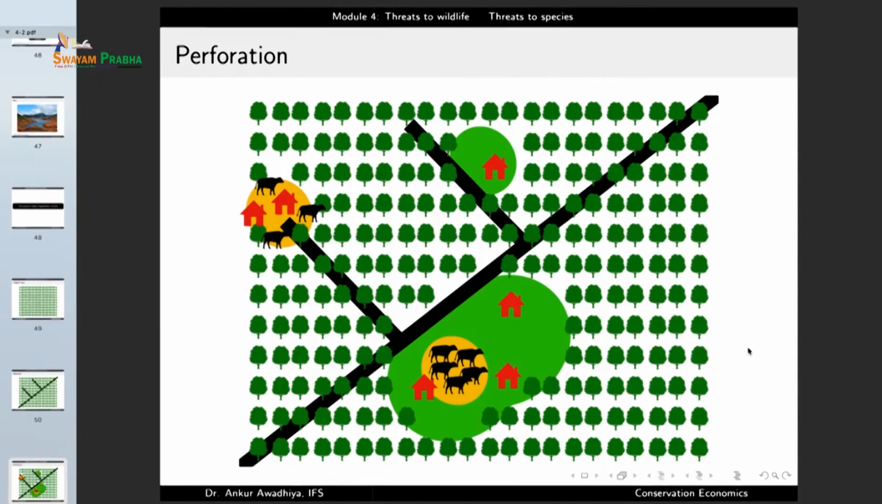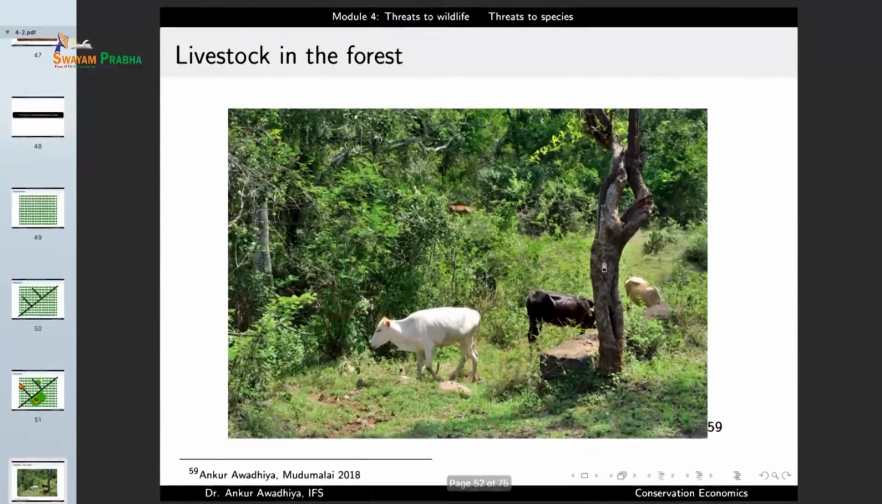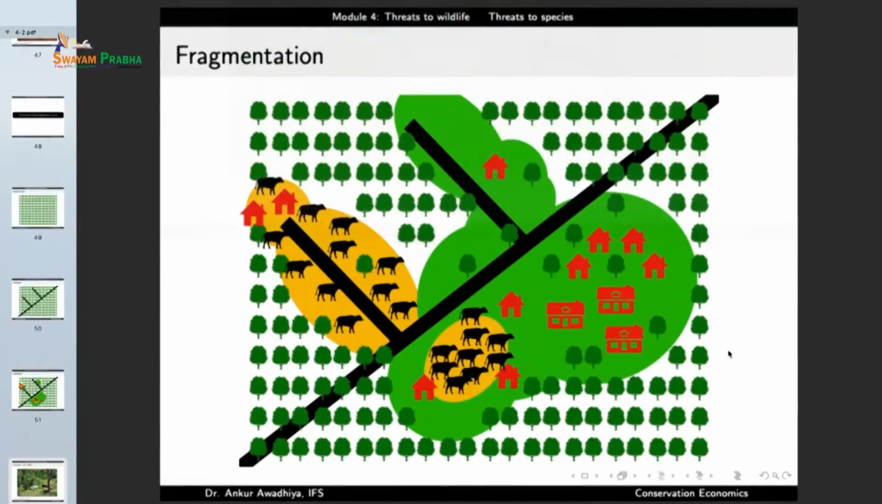Now, once this dissection has occurred, it is easier for humans to come to these areas, and so we will start seeing small settlements. In these small settlements, people will start farming or raising livestock. To make space for farming and livestock, they will clear certain portions of the forest. This is the stage known as perforation. So now they are perforating into the forest. This is how it will look. These are livestock in the forest near the Mudumalai tiger reserve.